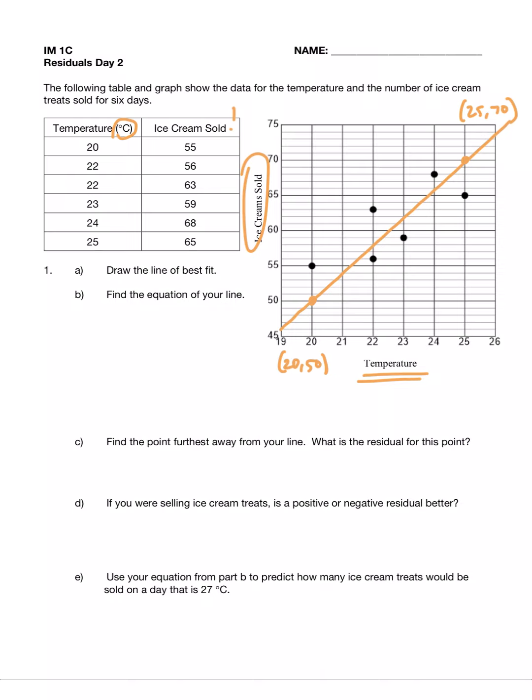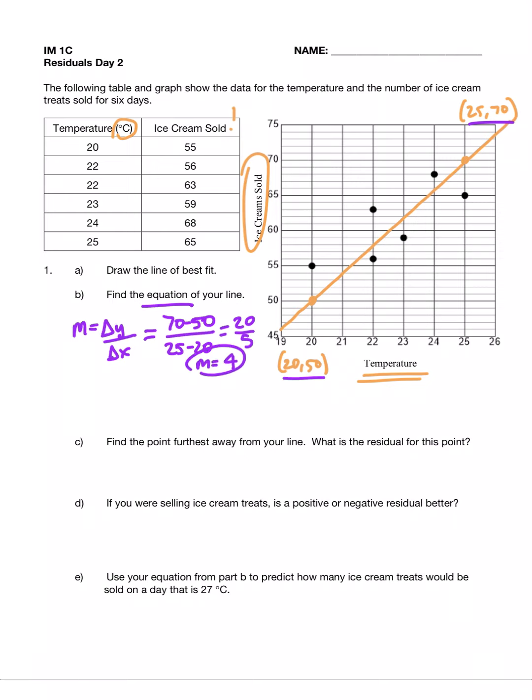All right, so now, as we've been practicing for a while now, we need to find the equation of the line. The first thing we need is the slope, which is the change of y over the change of x. Again, I'm going to use the two ordered pairs that I told you to use. So if I subtract the y's, 70 minus 50, and on the bottom I subtract the x's, 25 minus 20, I end up getting 20 over 5, which is 4. So I now have my slope.